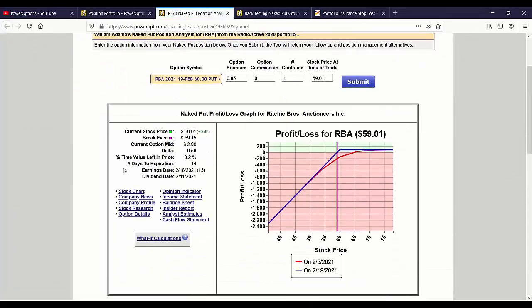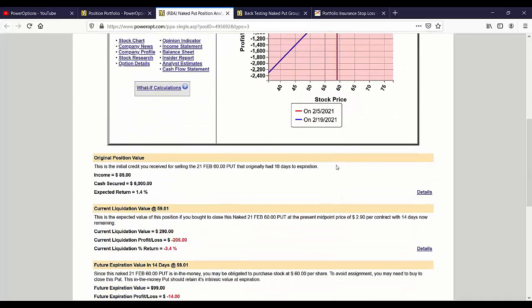The position analysis tool gives me a breakdown of my current position. And you see the time value left in price, days remaining to expiration. It's below my 1% rule, meaning the stock has reached within 1% of my short put strike price and actually dropped below it as well. So I scroll down to the bottom.